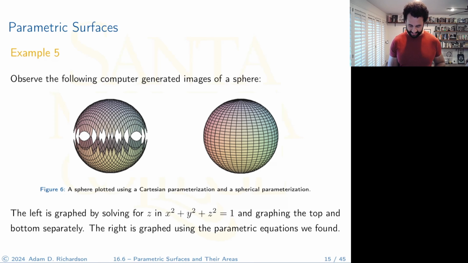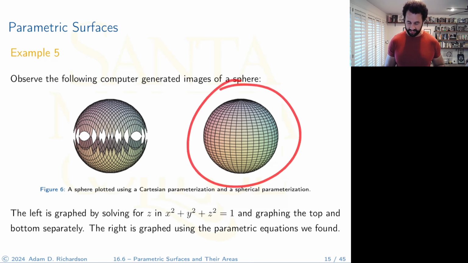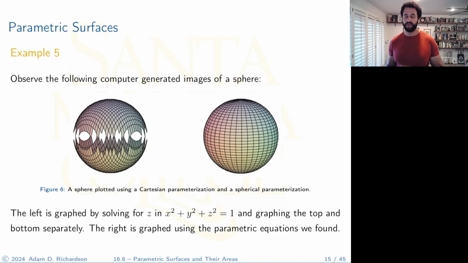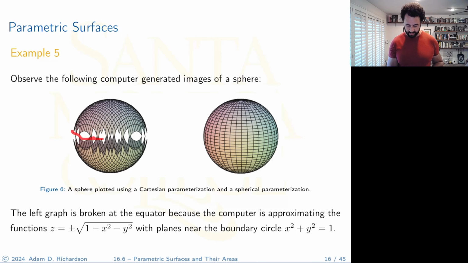And what's happening is this. Oh, I'm sorry. And then this one, what we're doing is we're graphing it using the parametric equations we found just a moment ago, using the spherical representation. So here's what's happening. The reason that this one looks all jagged and messed up around the edge is because, well, computers can't see infinity. They can only approximate things. And what we're doing is we're trying to have the computer approximate a rounded shape with flat planes, right? So imagine each one of these little patches is a flat plane.